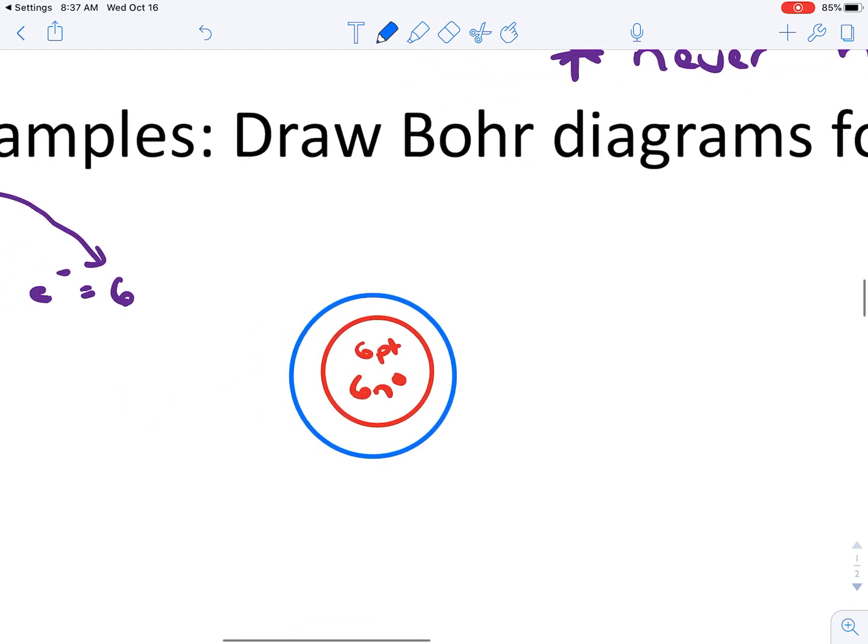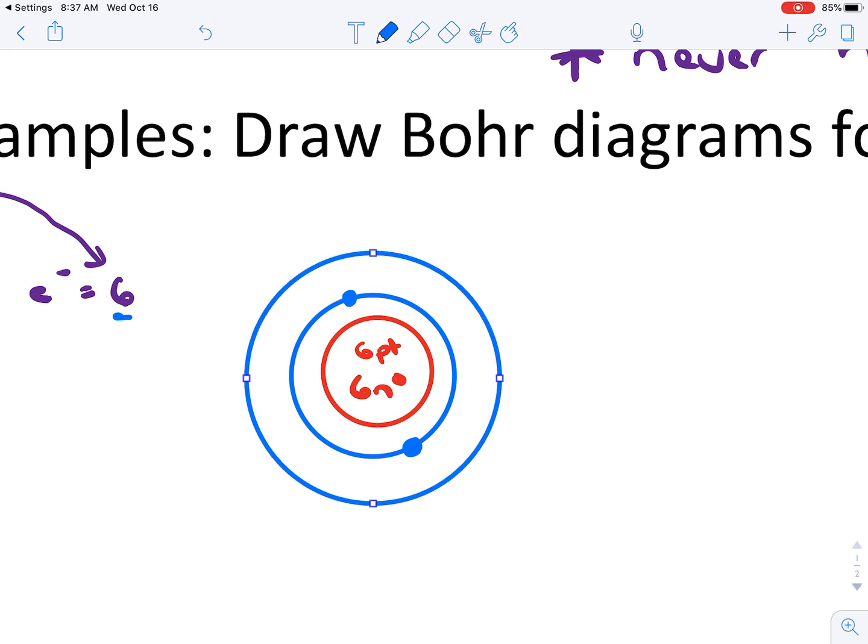And now we're going to put 1 electron there and 1 electron there. Anybody have a thought as to why I'm putting them opposite of each other? It's because electrons repel each other, so we're going to put them as far apart from each other as possible. So I've placed 2 of my 6, so I've got to keep going. So I draw another circle. This will be my second energy level.